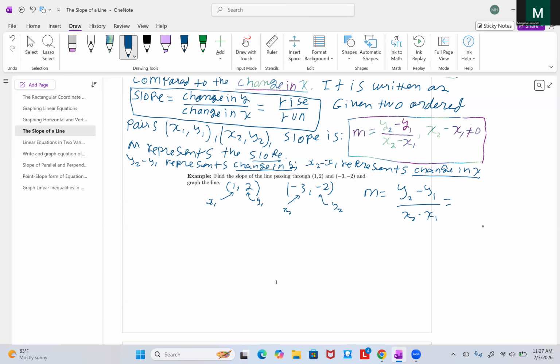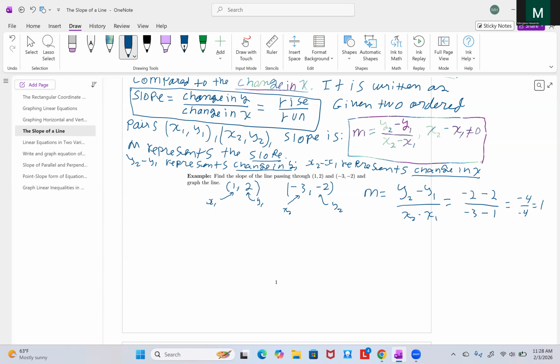The slope here is negative 2 over negative 3 minus 1. This is equal to negative 4 over negative 4, which is equal to 1. So the slope of the line passing through the points (1, 2) and (-3, -2) is 1. Note that 1 is a positive number.